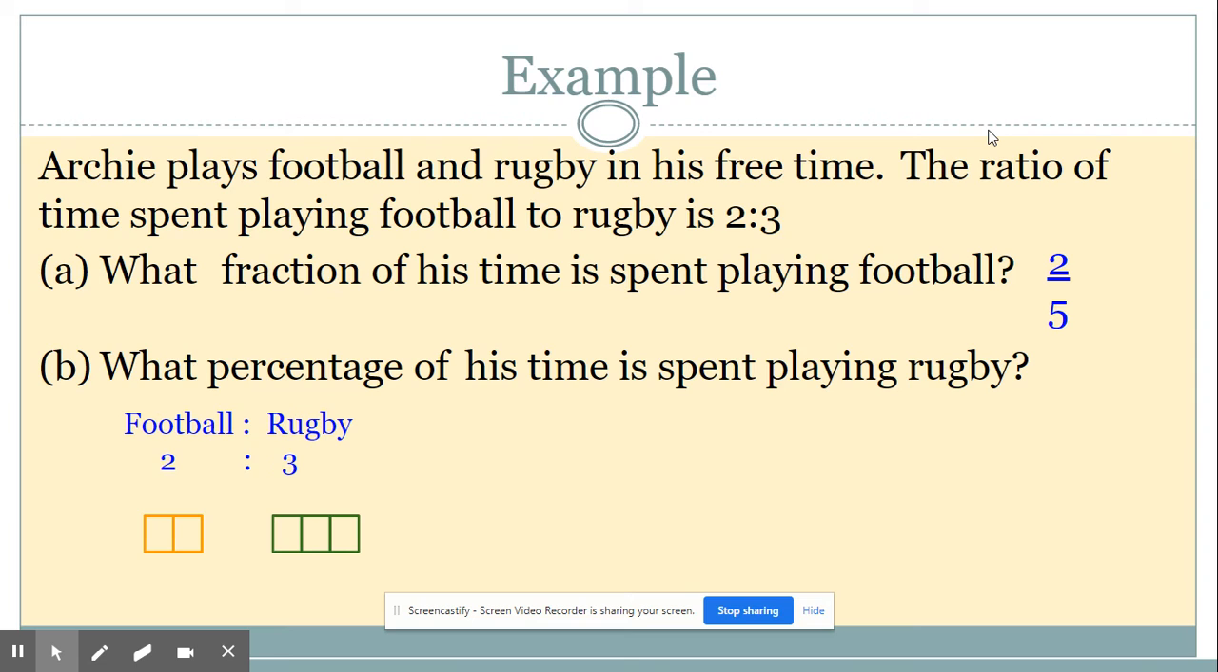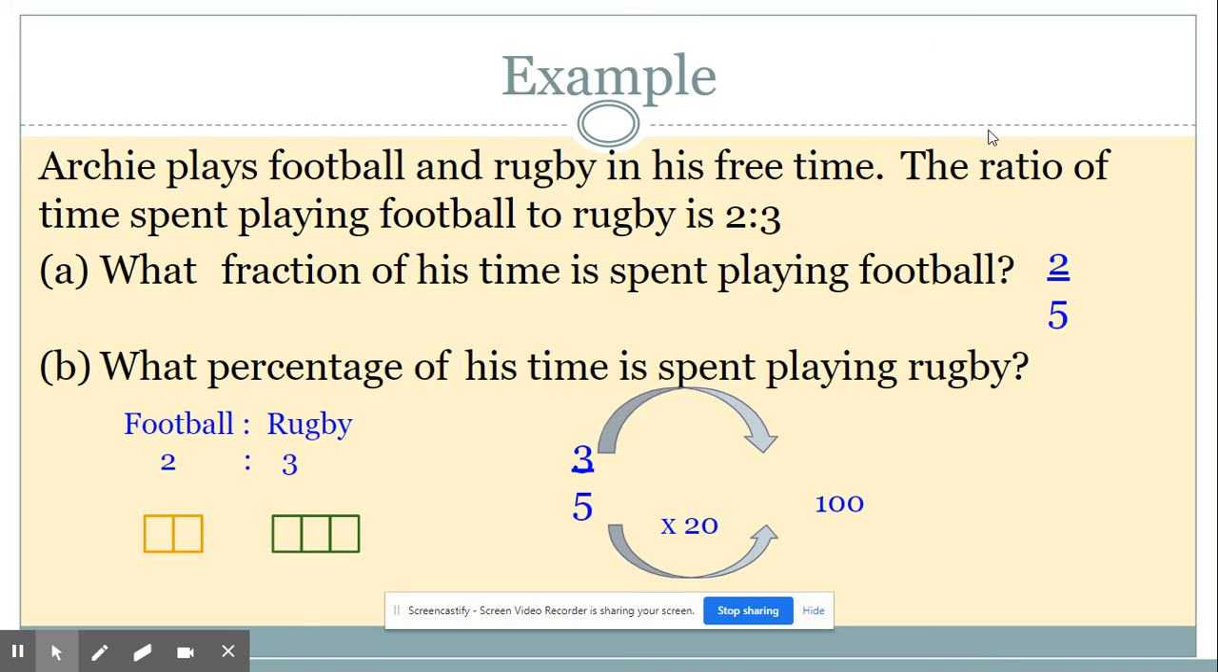Second question is what percentage of his time is spent playing rugby? 3 out of 5. As I said earlier, first step is to write it in the form of a fraction. Although it is asking me to find a percentage, still, first step is to write it in the form of a fraction, which is 3 out of 5. Now I have to convert my denominator to 100. So I have to think about a number which I can multiply by 5 to make it 100. Why 100? Because I have to convert it into a percentage, and percentage is out of 100.